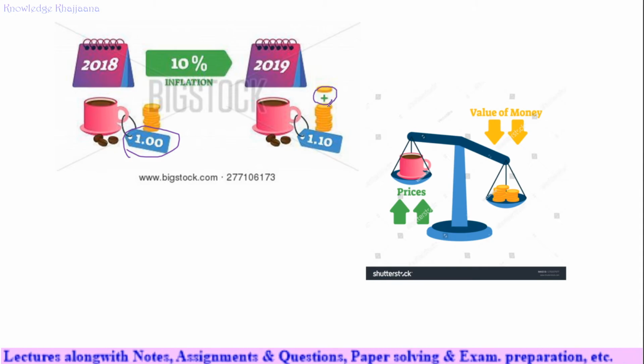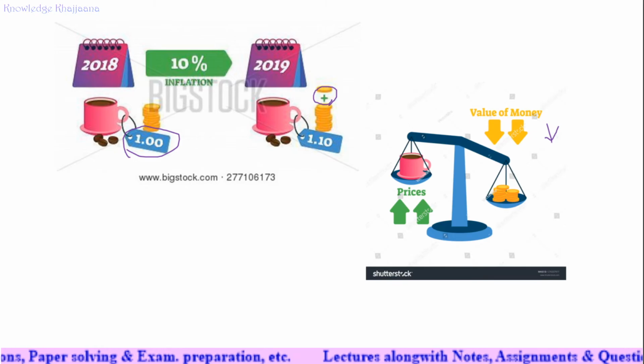What happens with the inflation? If the prices increase, the value of the money decreases. See how the value of the money decreases? With 1 rupee, this cup of tea cannot be bought. So the value of the 1 rupee gets decreased when there is inflation. When the prices rise, the value of the money gets declined. This is called inflation.